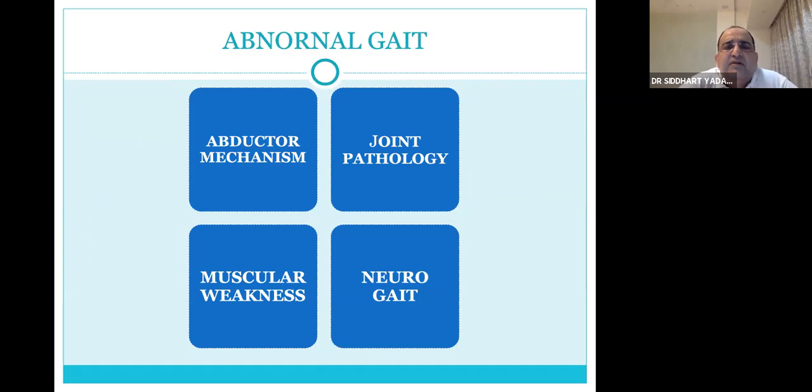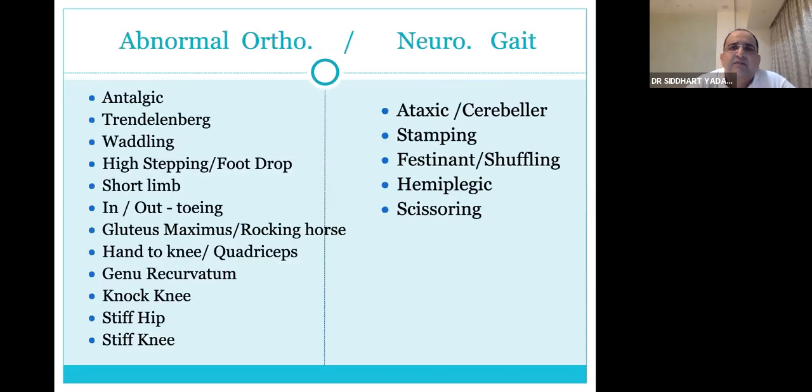Now we'll discuss abnormal gait, which is important from an orthopedic point of view. Anything which causes abnormality in abductor mechanism, joint pathology, any muscle weakness, or any neurological involvement gives abnormal gait. There are various abnormal orthopedic and neurological gaits, and I have mentioned some of them, and we'll discuss a few of them, because we should know a few of the neurological gaits, as that's an entirely different subject.